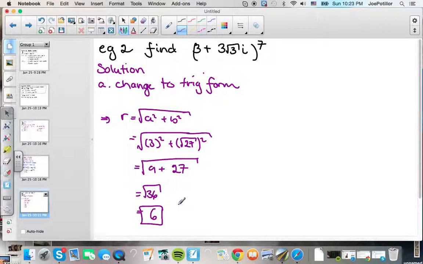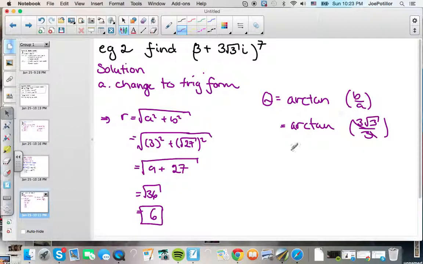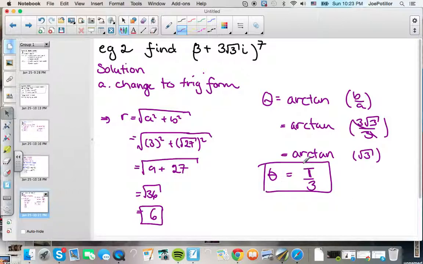Okay. And then from here, figuring out the angle. Of course, theta is arctangent of b divided by a. Is arctangent of 3 square root of 3 over 3. That kills that. We end up with arctangent of square root of 3, which is pi divided by 3. Okay, so we have r is 6, theta is pi over 3. Plug those in.